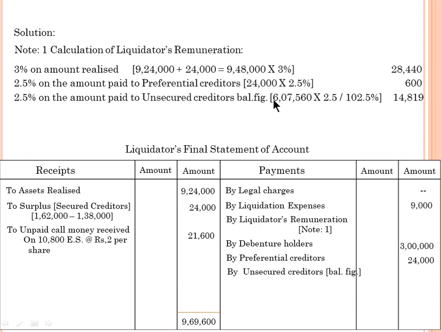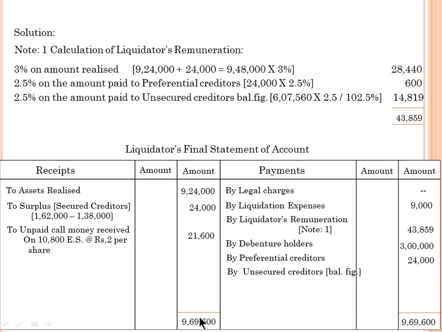So we are going to find the liquidator remuneration. 6,07,560 is insufficient, into 2.5 divided by 102.5. So what is the balance? 14,819. This is the amount from unsecured creditors. Find the total: 43,859. This total amount we transfer to the liquidator final statement. 43,859. And finally, you find the closing balance.